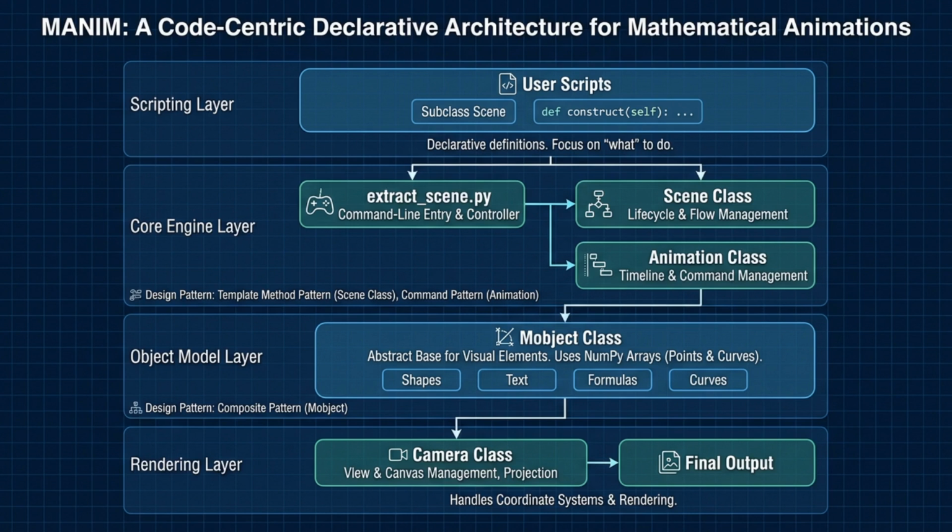On top of all that, manim is deeply integrated with LaTeX, the standard for scientific typesetting. This allows it to render crisp, publication-quality mathematical formulas right inside the animation. This combination of vectorized objects and programmatic control is manim's technical cornerstone.